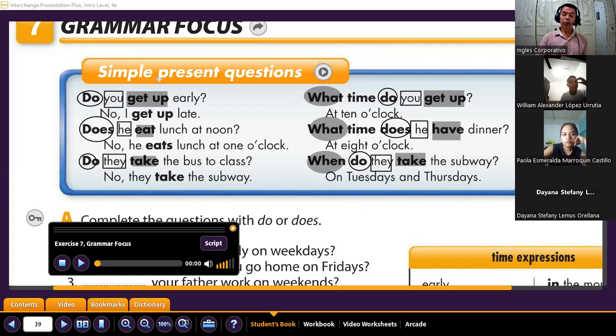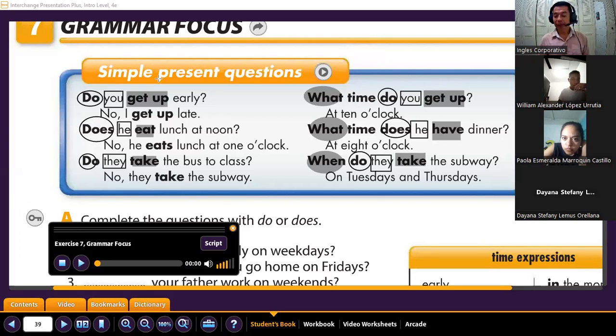So, for yes, no questions, we have three: auxiliary, subject, and verb. For the information question, we have four: WH word, auxiliary, subject, and verb. William, can you repeat that, please? WH word, auxiliary, subject, verb, and complement. Yeah, but yes, only four, right? The complement is extra. Okay. Nice, thank you. This is it.